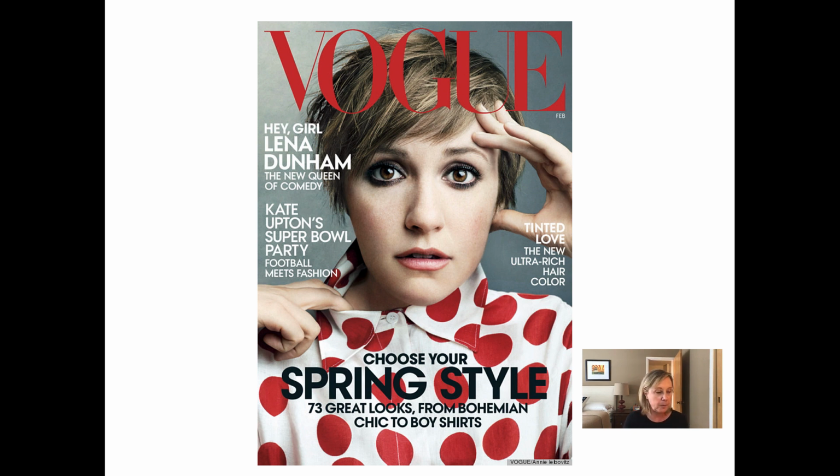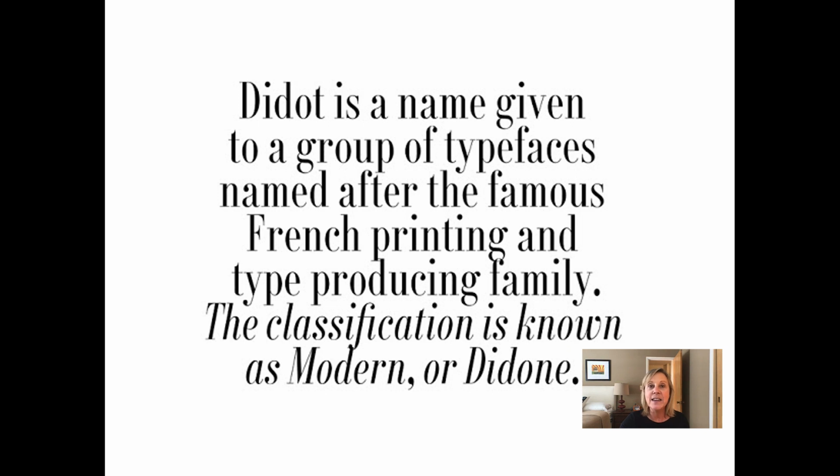Let's talk about Didot. Didot is probably available to you through Microsoft, and it is widely used and it is widely misused. And the reason Didot is misused is because the nature of the letters makes it unsuitable for small sizes. I'll show you an example in a second. Didot, though, was designed by a French printing and type producing family by the name of Didot. And here you can see an example of Didot in this block of text.